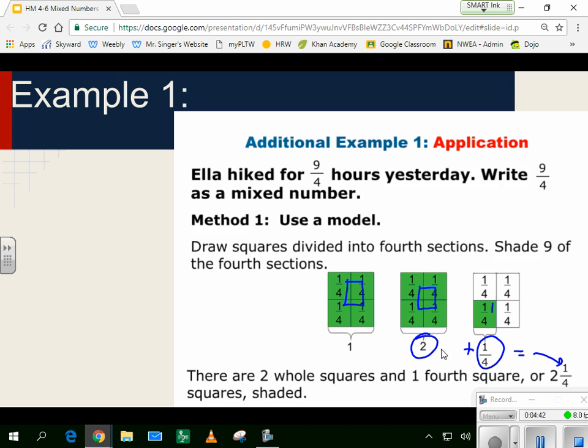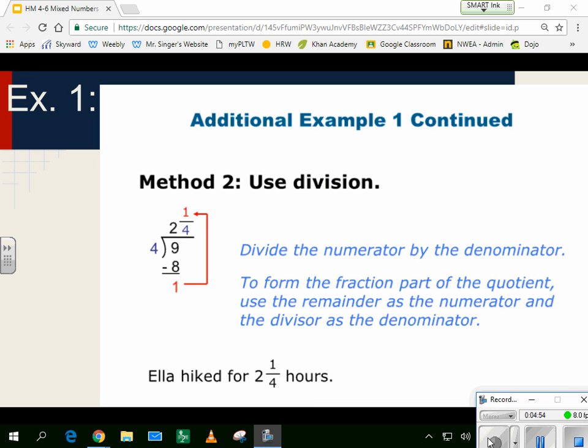So 9/4 can be shown like this as a drawing. If you want to put this one down, you can. But what I really want to teach you how to do is to use math to be able to solve this, not just draw pictures. The second method, my favorite method, is to use division.